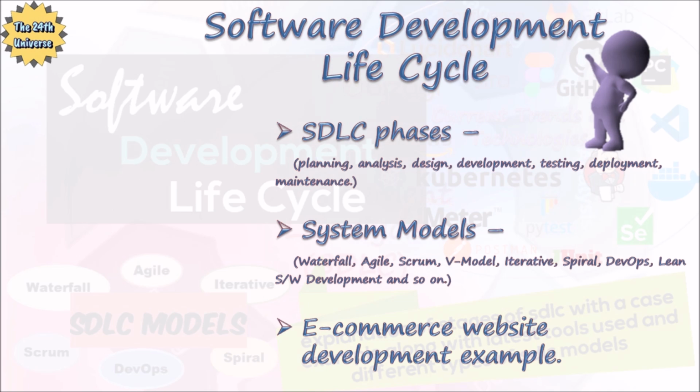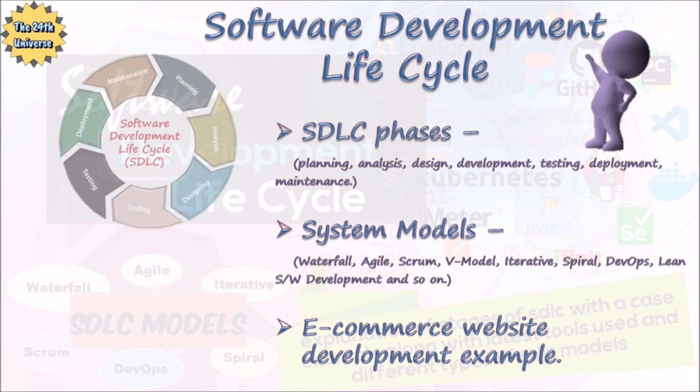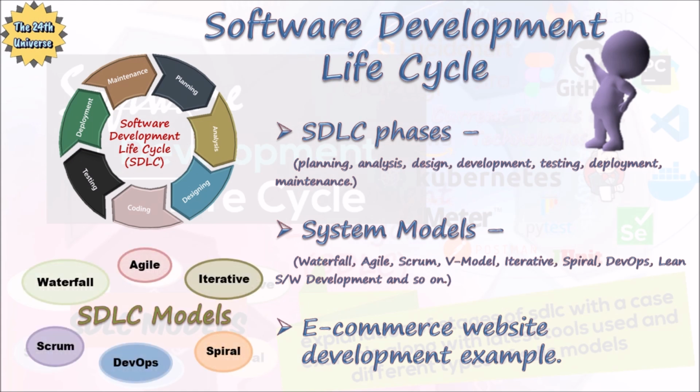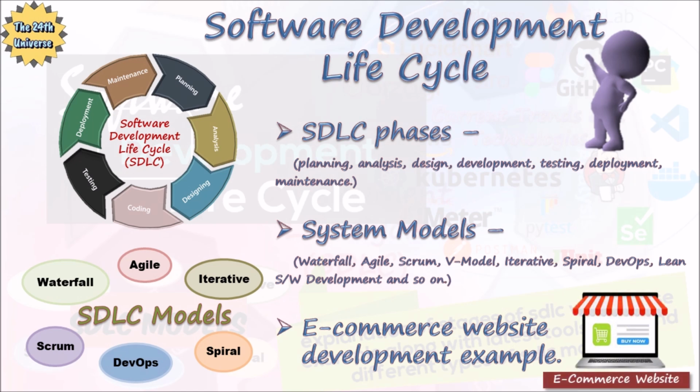In this video, firstly, I'll take you through the structured process that developers follow to create and deliver software using modern tools and practices. We'll explore each phase from planning to maintenance and look at the tools and trends shaping modern software development. Next, we'll explore popular SDLC models like Waterfall, Agile, Scrum, V model, Iterative, Spiral, DevOps, and Lean software development. And to make it real, lastly, we'll walk through an example of developing an e-commerce website.